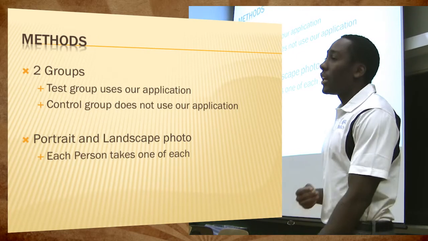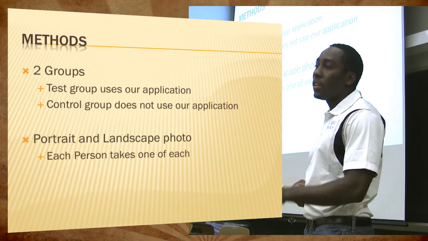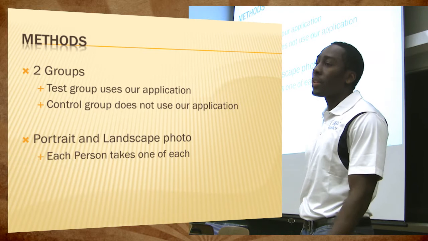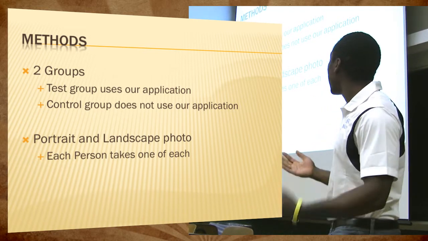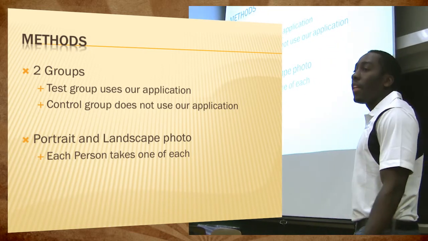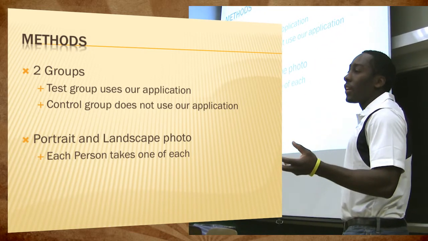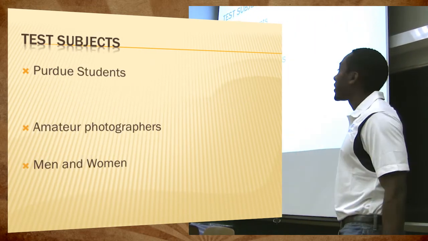Our methods, as I said before, is two groups. Our control group is going to be using nothing. They're just going to be taking a picture with an iPhone, and that's to see if it improves over nothing, which hopefully it will based on our hypothesis. And our test group is going to use our application, and we're going to hope that using our application they will make a better photograph that's well composed. And we're going to be testing on portraits and landscapes.